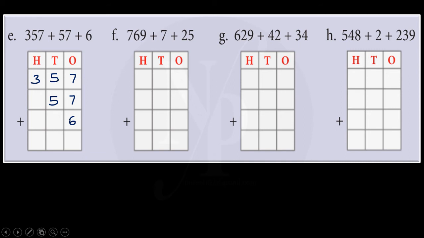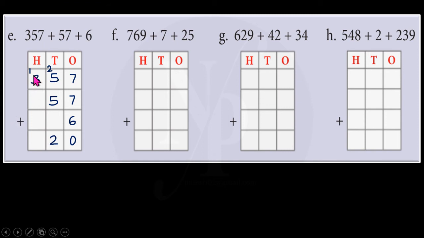Now let us add the digits in ones place first. 7 plus 7 is 14, 14 plus 6 is 20. So 0 is written here. 2 tens are carried forward to the tens column. Here we add 5 and 5 first. 5 plus 5 is 10. 10 plus 2 is 12. So 12 tens are regrouped as 100 and 2 tens.